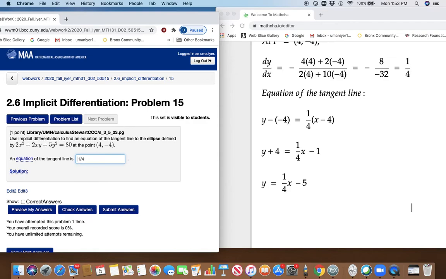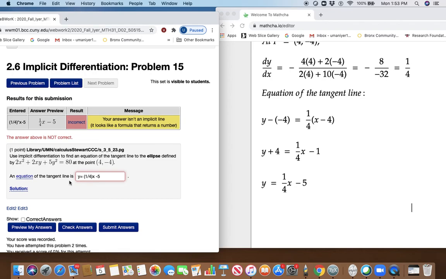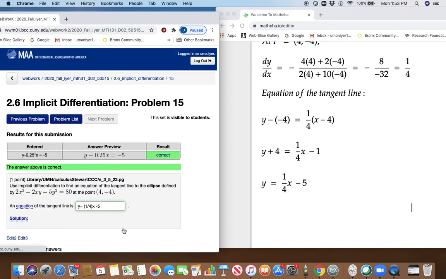1 over 4 is the slope. I'm writing it in parentheses times x minus 5. All right, so the equation, oh, of course, they want an equation of a line. So y equals all of that. That's an equation, okay? All right, so you understand, I hope you figured out: I cannot just give an expression, I need an equation of a line.